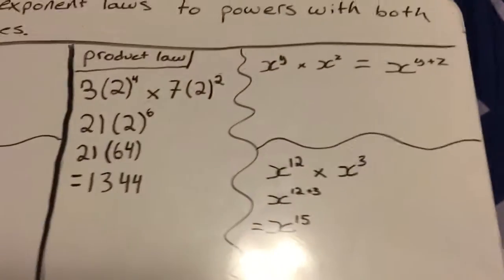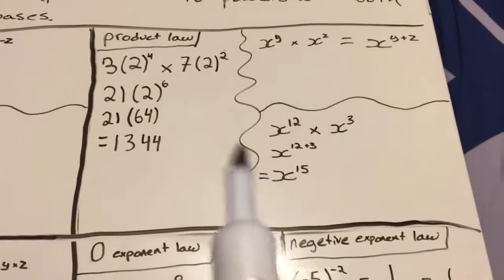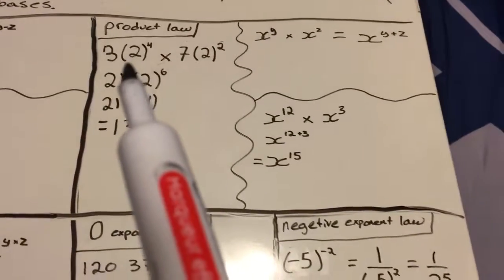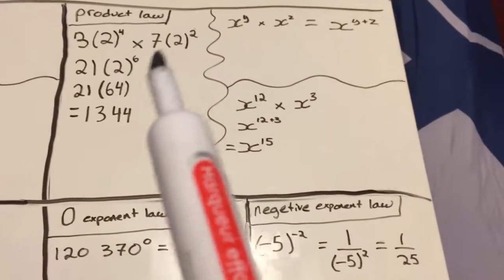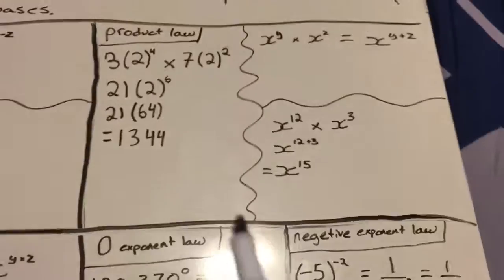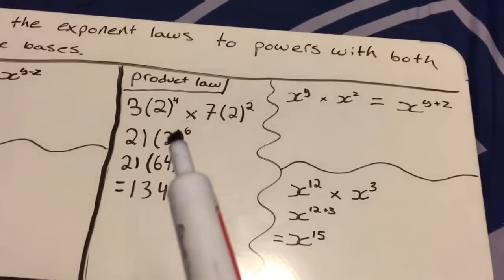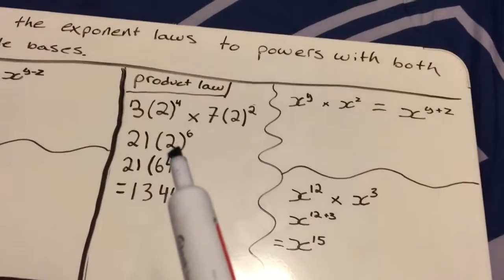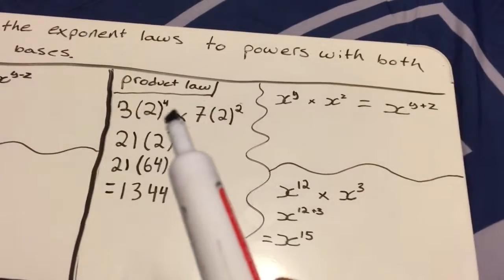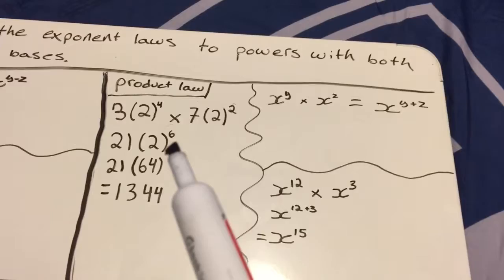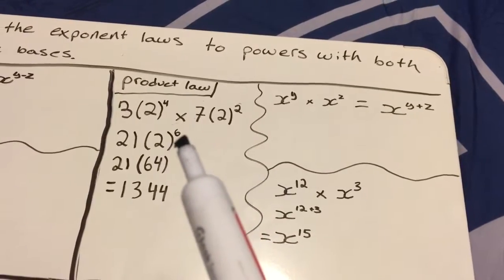Now onto our product law. In this question, 3 times 2 to the power of 4 times 7 times 2 to the power of 2, first thing we do is we keep the base. So the base for these exponents is 2. So we keep the base of 2 and write it down here. Next, we add the exponents. The exponents are 4 and 2. So 4 plus 2 is equal to 6.